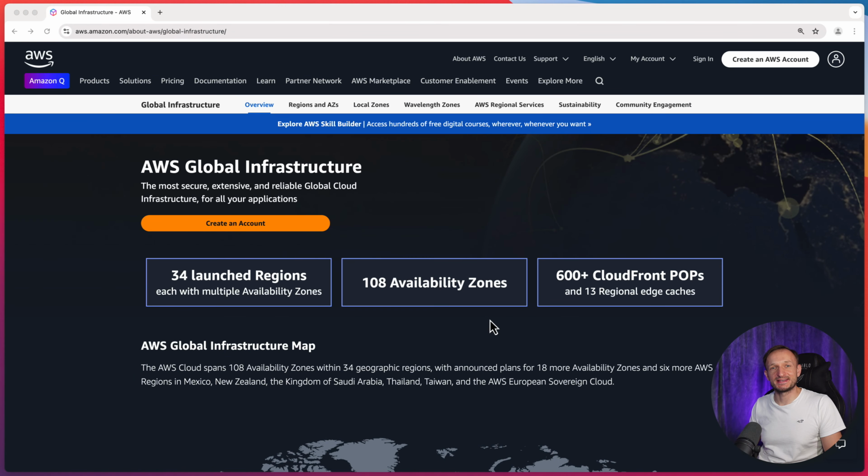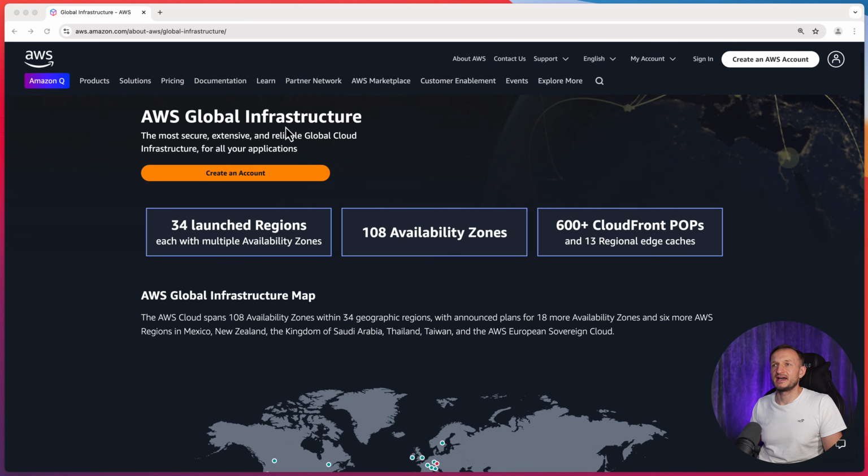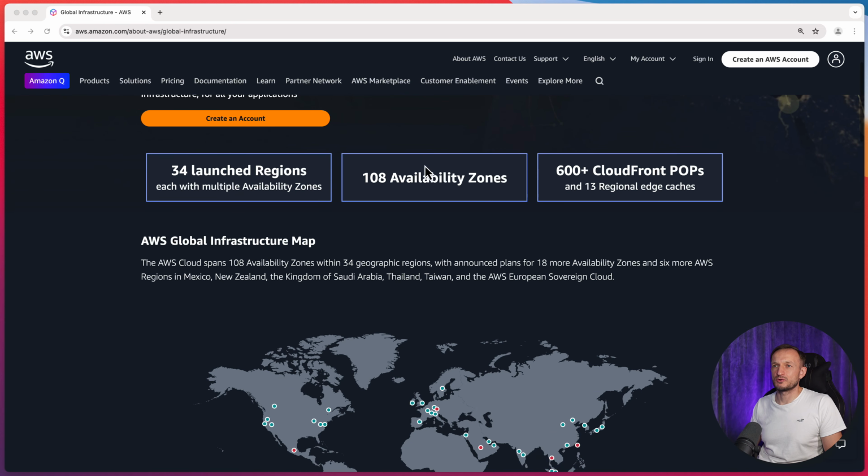Alright, so let's begin our journey through AWS, but before we create our first account, let's explore a little bit the concept of regions and availability zones, which is AZ for short, regarding AWS global infrastructure. Right now we are on the main AWS page and we can see the AWS global infrastructure here. By the time we record this, there are 34 launched regions, each with multiple availability zones. There are 108 availability zones and 600 plus CloudFront points of presence.